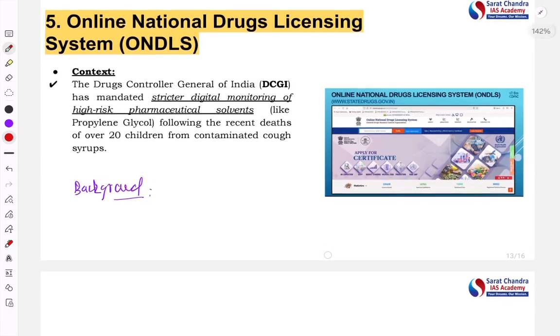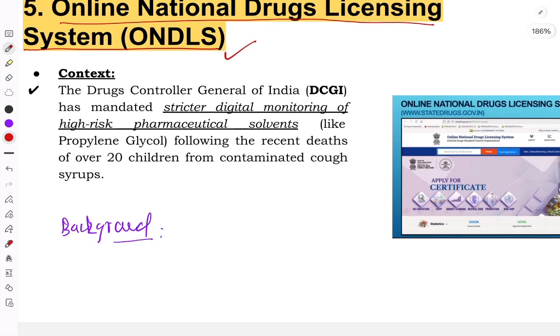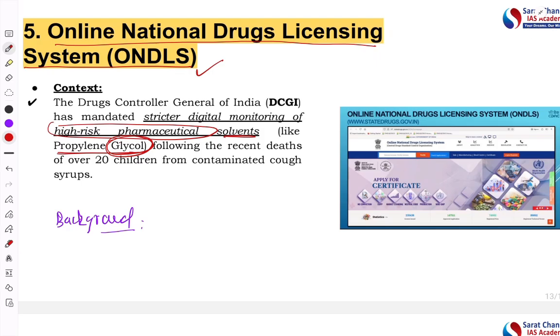So one of the initiatives or actions taken by the government here, that is the news here: the online national drug licensing system. From this, you can understand clearly that we have created one online drug licensing system which will look after the licensing of the different drugs, especially the strict regulation of high-risk pharmaceutical solvents. For example, propylene glycol. And if you remember, this glycol was the constituent which led to the death of those children, right? So this is the background and context of this particular news.